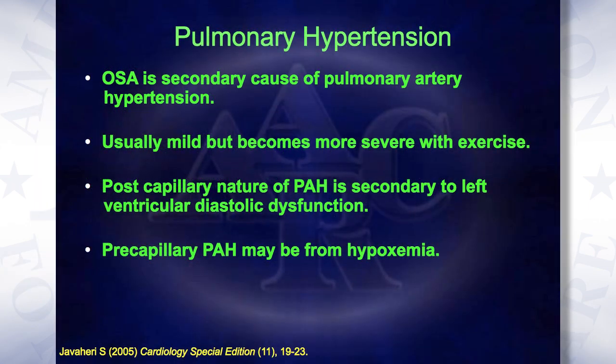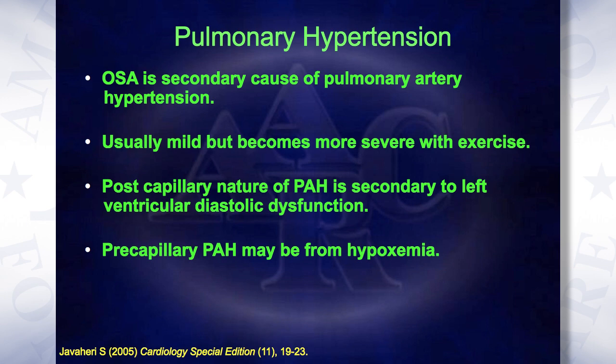and you have to go into the servo adaptation to actually treat it. As we look at pulmonary hypertension, OSA is a secondary cause of pulmonary artery hypertension. Remember we talked about the pressure gradient changes and the changes in blood pressure. It only makes sense that our pulmonary artery would be affected by this as well. And when it has to pump blood, the pressure is high and the blood can't get to the pulmonary system to be oxygenated. Usually mild, but it becomes more severe with exercise.